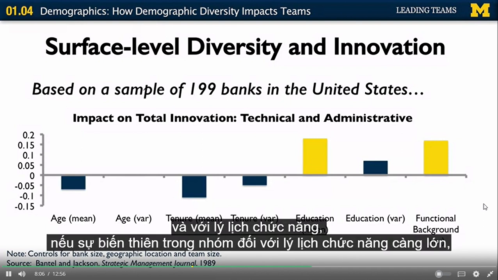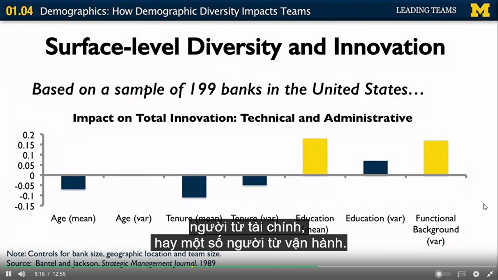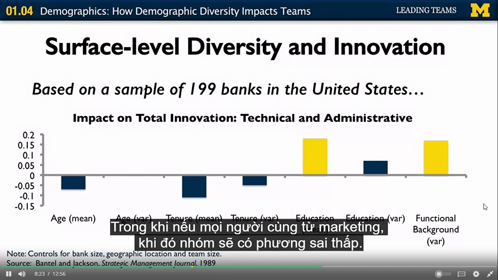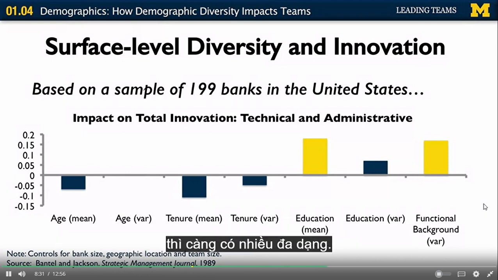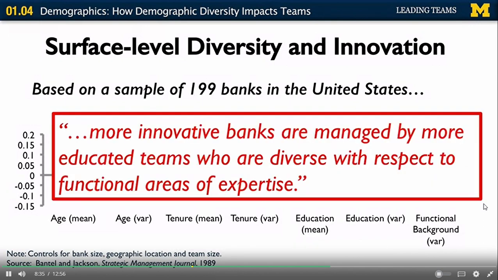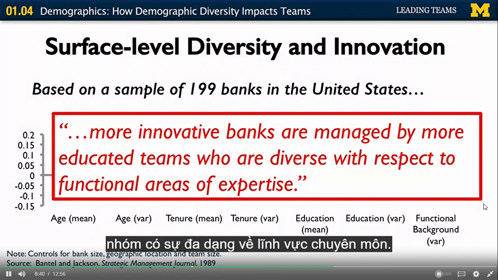And then with functional background, the more variability we have in the team in terms of functional background, functional being we have some people from marketing, some people from finance, some people from operations. That would be a high variance in terms of functional background, a high variance team. Whereas if everybody was from marketing, that would be a low variance team. What we find is that the more variability or variance we have in functional background, the more diversity, the better our team performs in terms of innovation. So on average, the more innovative banks are managed by more educated teams who are diverse with respect to functional areas of expertise.